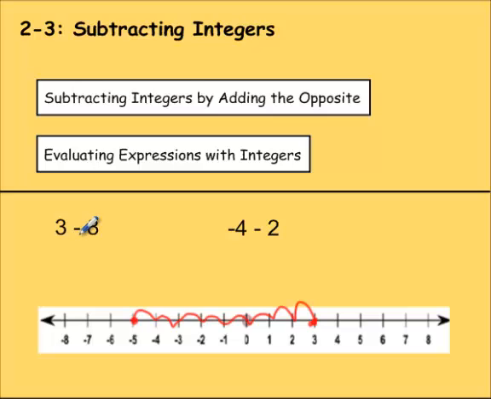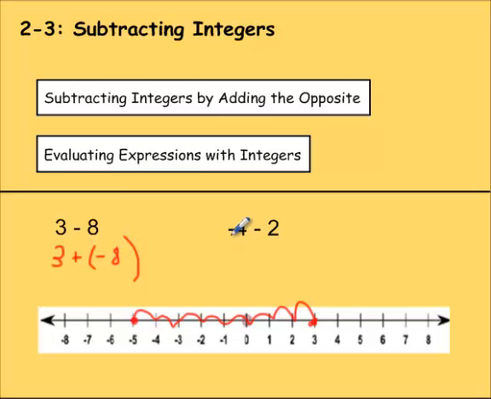So the idea behind this is that you're going to be adding the opposite whenever you have subtraction of integers. It's the best way to solve these problems. So instead of 3 minus 8, you would do 3 plus, what's the opposite of positive 8? Negative 8. So you're adding the negative 8. And this is just like what we did last lesson. It's just an extra step now.